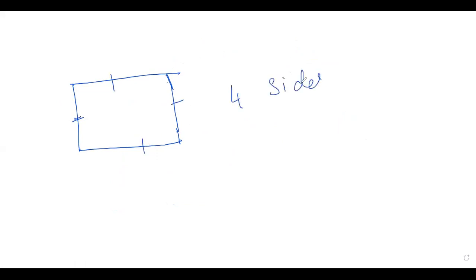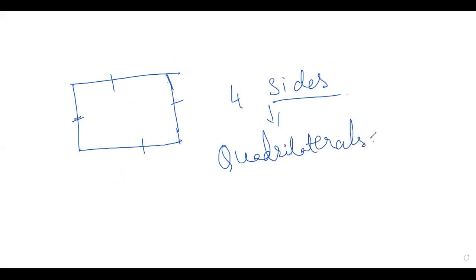For example, now I will take 4 line segments. What do we call this figure? There are 1, 2, 3, 4. 4 sides are there. Yes, this is called a quadrilateral. The figure with 4 sides. The meaning of quad is 4. That's why it is called a quadrilateral.